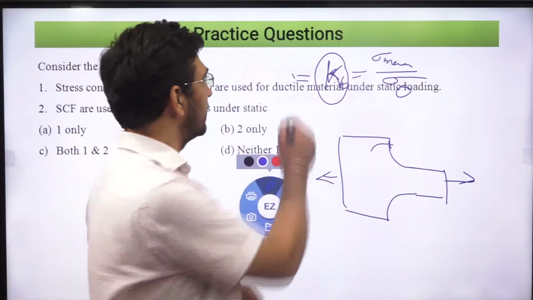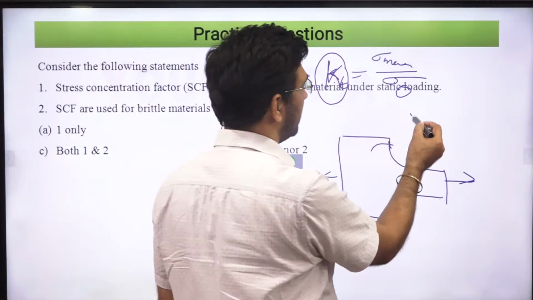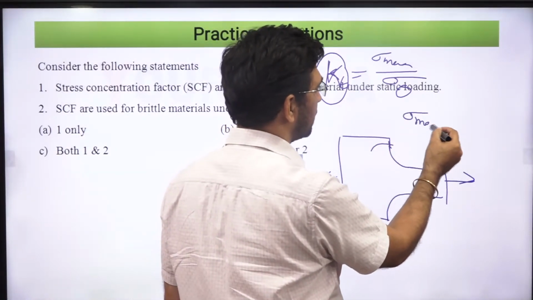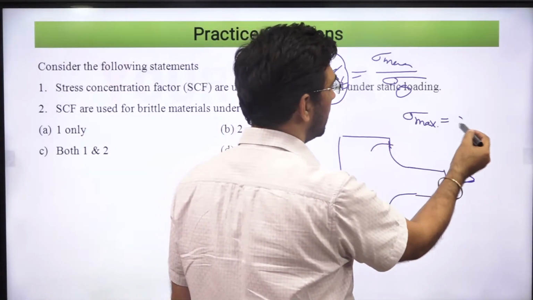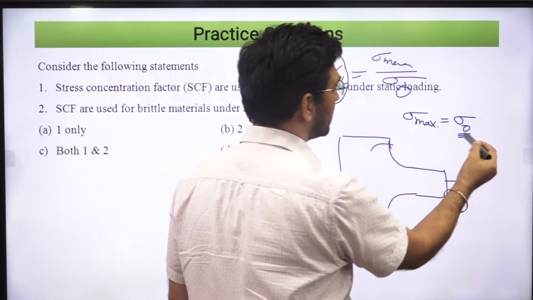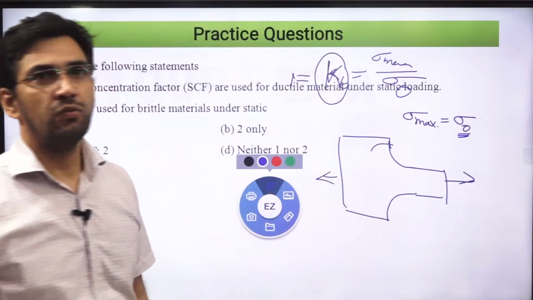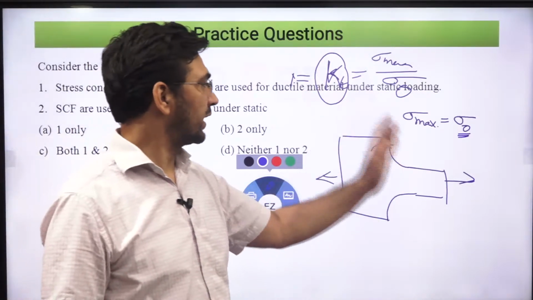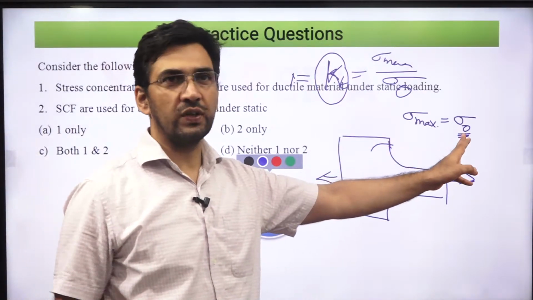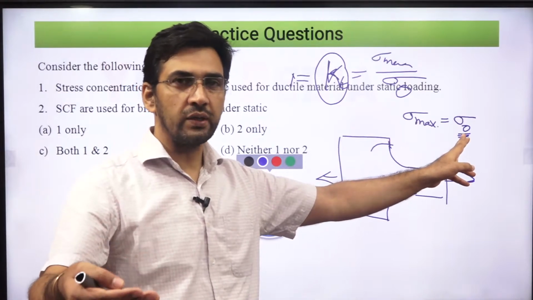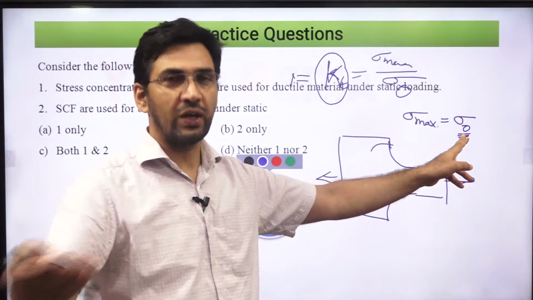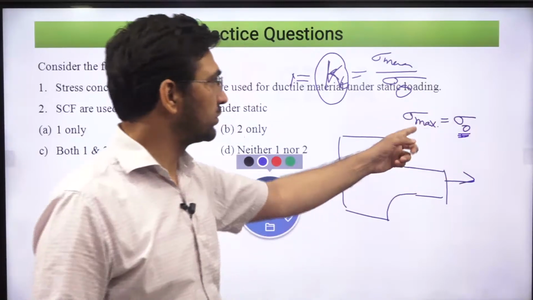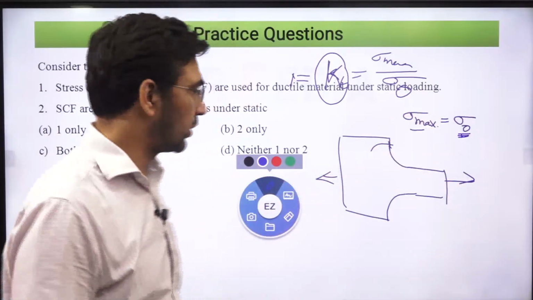Therefore we say that KT will become equal to 1. What is the meaning of this? It means for ductile materials, the actual value of maximum stress will become equal to the maximum value of stress that you have calculated as per the formula. They are going to be the same. So you don't need to use KT. Simply calculate the maximum value of stress as per your regular practice, your regular formula. That's all, and that becomes your actual value of maximum stress. The job is done.